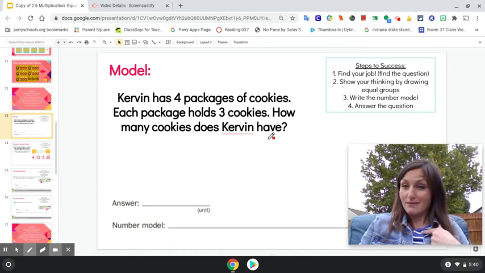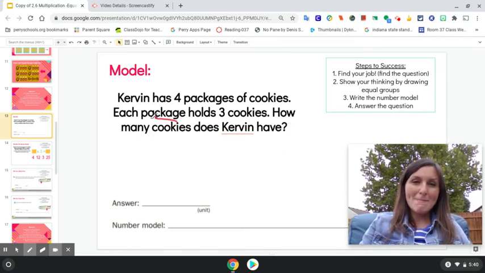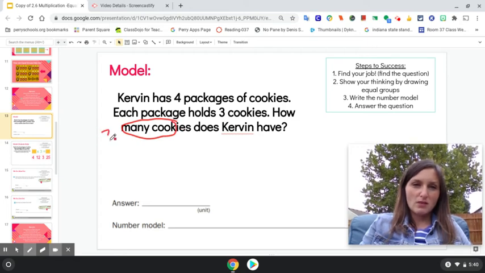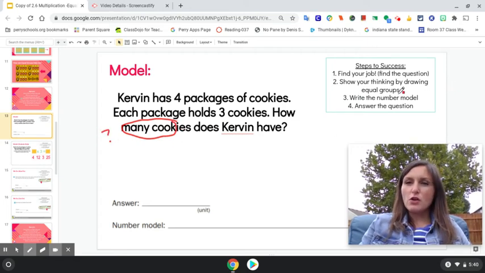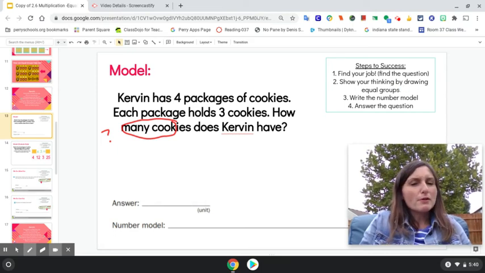So, Curvin, if you want to share with me, I'll let you. It says, how many cookies does Curvin have? So I'm trying to figure out the total number of cookies. How many cookies, right? What is going to be the total? That's the question I'm trying to solve. So now I need to try to show my thinking by drawing equal groups. Well, what are my important numbers?